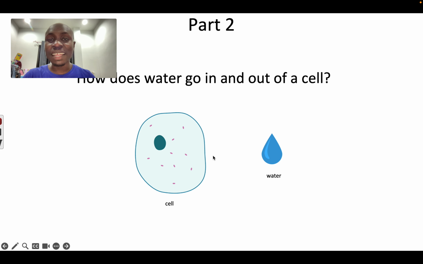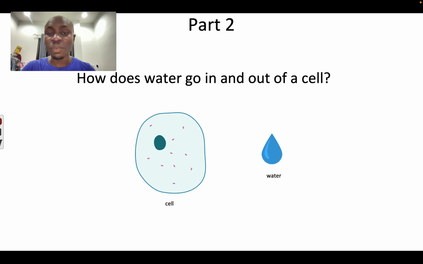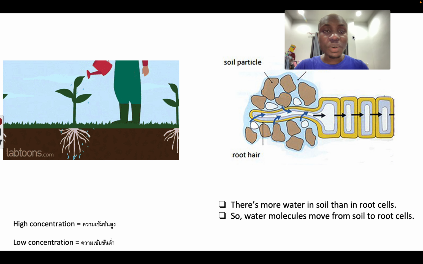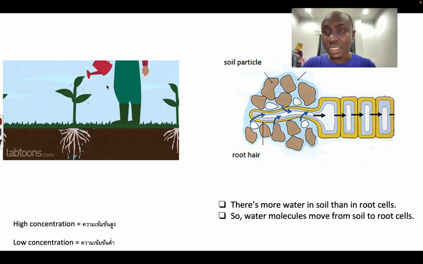Now let's look at another example. Water. How does water go in or out of cells? So we all know that if you put water in the soil, the water is going to move into the plant from the root and into the plant. But what is going on? So let's look at this picture.